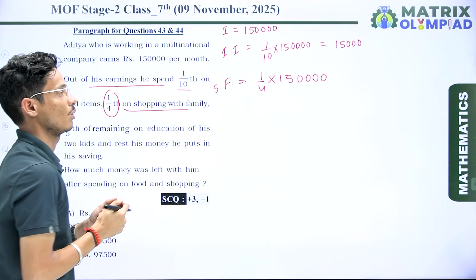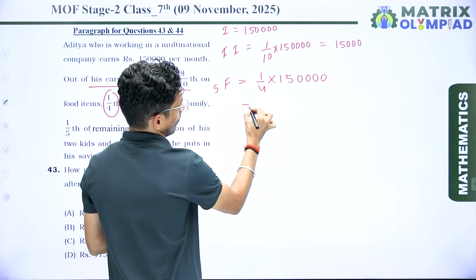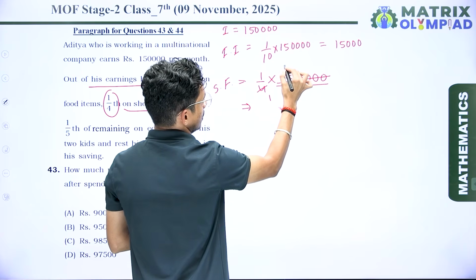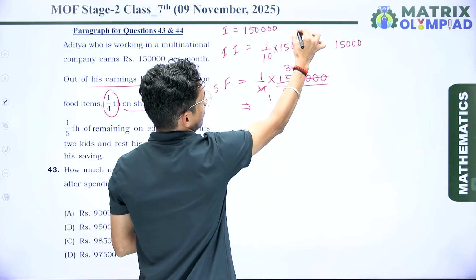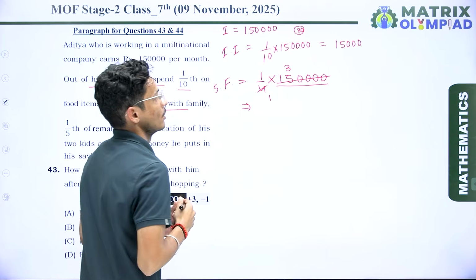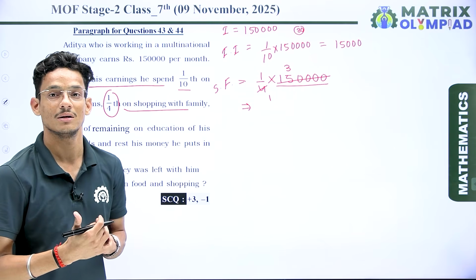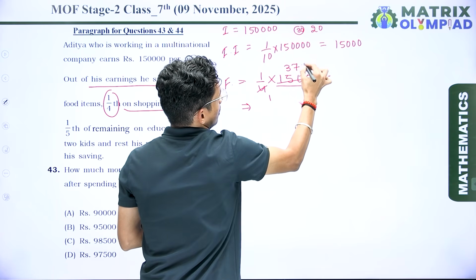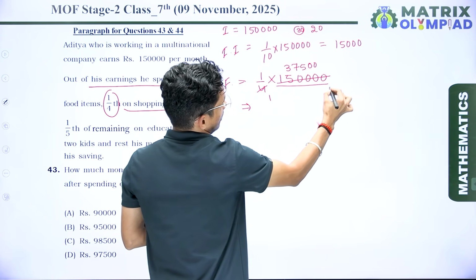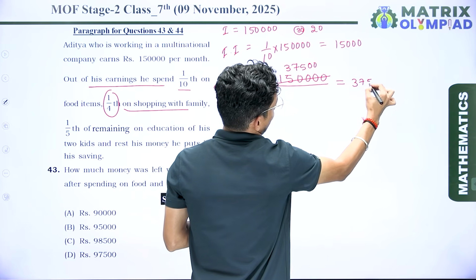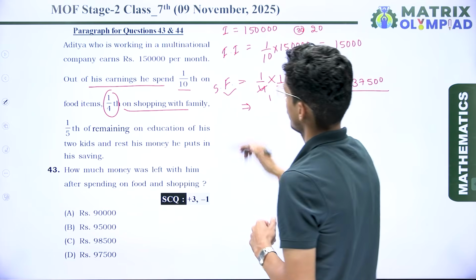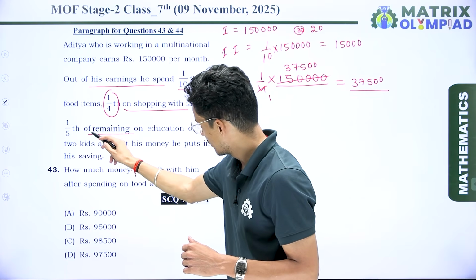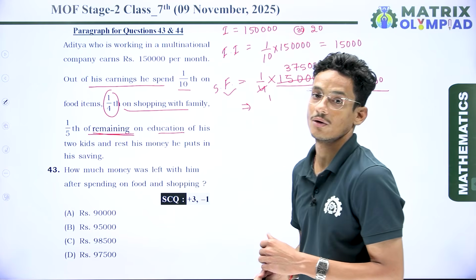So I can write here, when we simplify it, 4 1 ja 4, 4 3 ja 12, carry here we get 3, and here we have 0. So 4 7 ja 28. Here we have again 2, and 4 5 ja 20, and here we have last 2 0. So he spent 37500 rupees on shopping with family. Okay, and 1/5 of the remaining on education.